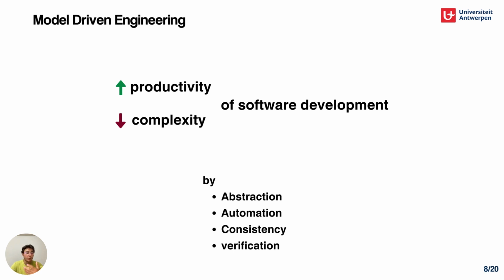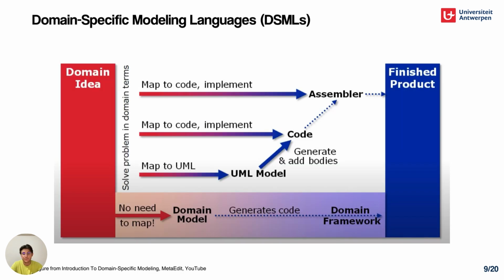So on the software development side, we see that model-driven engineering can be a good solution for those problems, because it increases the productivity of the software development process, while it decreases the complexity of the systems and processes. It gives abstraction over the whole process for different platforms, it automates model creation and code generation, it gives consistency over the whole process, and it also helps with early-stage verification on model generation.